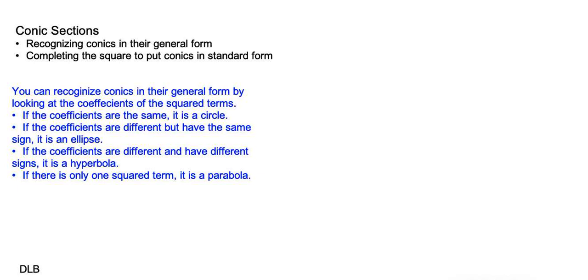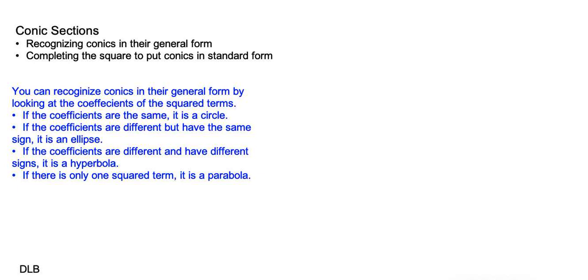First of all, it's really easy to recognize conics in their general form just by looking at the coefficients of x squared and y squared. If the coefficients are the same, it's a circle. If the coefficients are different but have the same sign, it's an ellipse. If the coefficients are different and have different signs, in other words, one's positive and one's negative, then it's a hyperbola. And if there's only one squared term, just an x squared or a y squared, then it's a parabola.